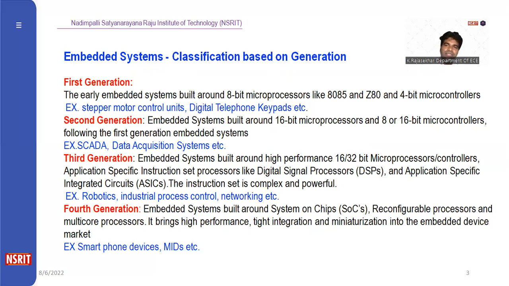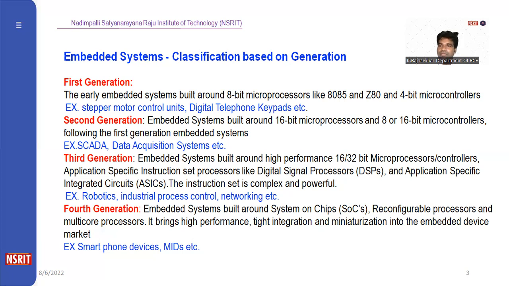So second generation embedded products are designed with the help of the 16-bit microprocessors and 8-bit or 16-bit microcontrollers. So these second generation followed the first generation. The best examples are SCADA and data acquisition systems.